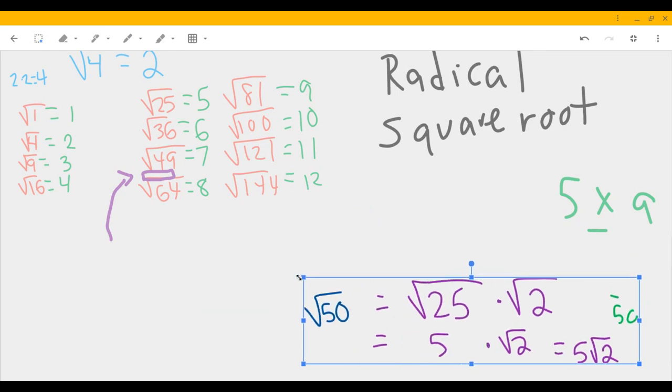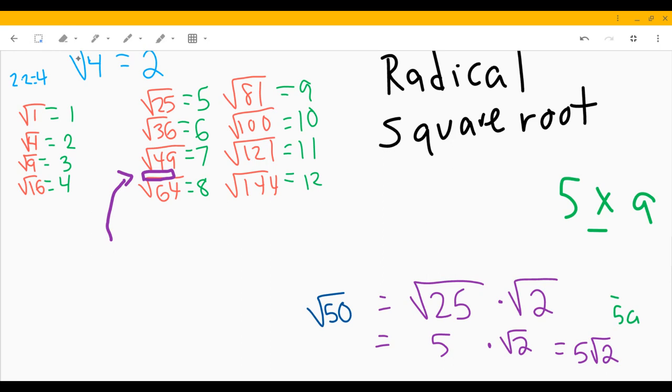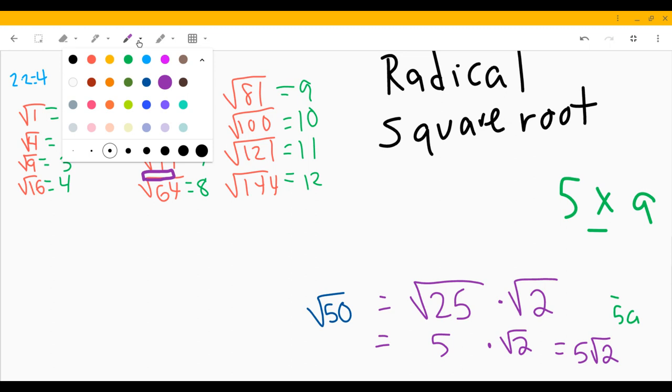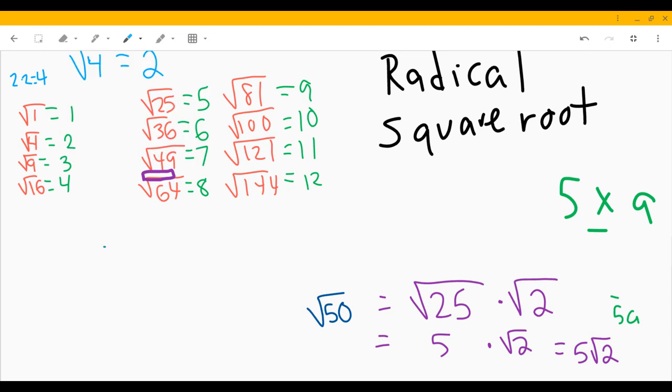Let's make this smaller, put it out of the way. Let's take the square root of 20. Again, there is no number when multiplied by itself that gives us 20. I'm going to try to see where radical 20 lies. I know it's going to be in between radical 16 and radical 25. So I know that number is going to be between 4 and 5.